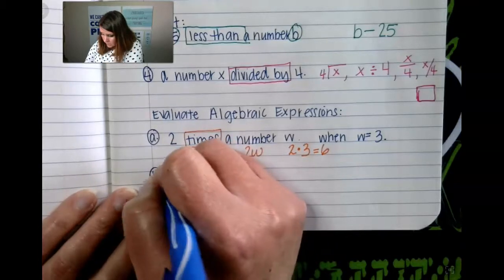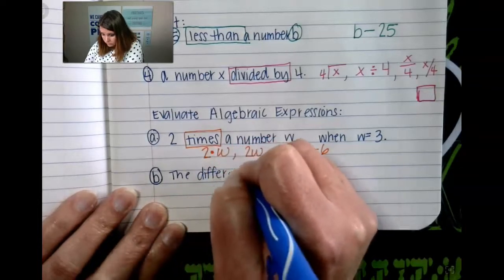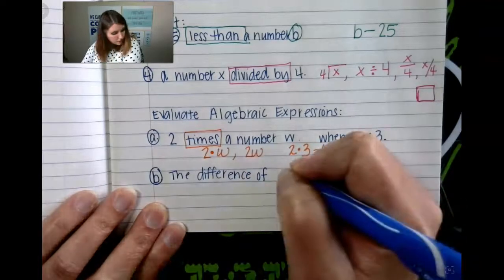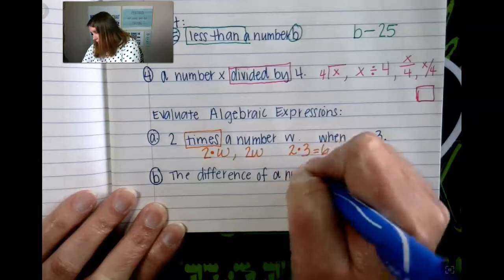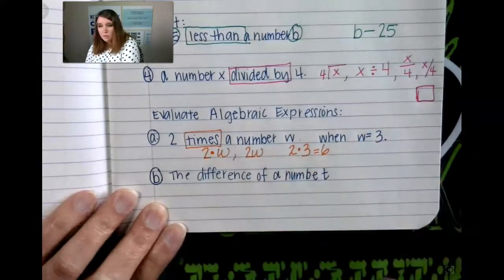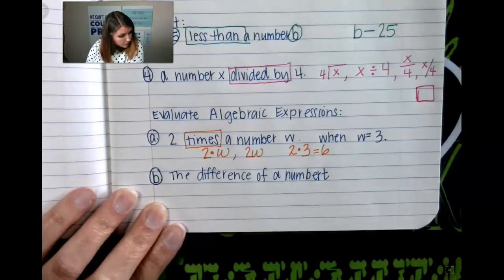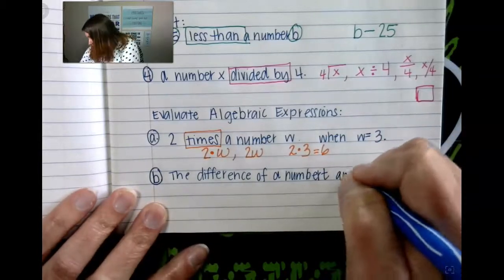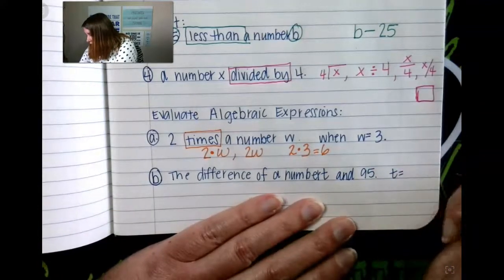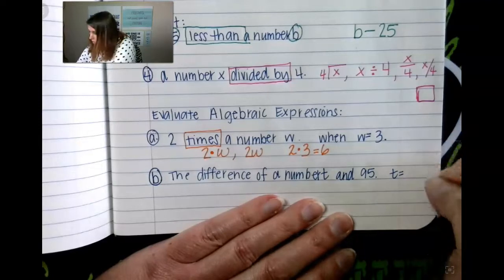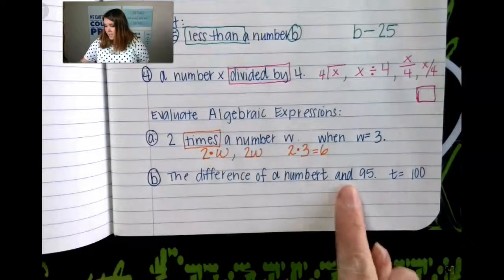Okay, the difference of a number T. I don't like when they do T, and that's not how you spell number, Miss Englander. Okay, thanks. Number T and 95. When T equals 100.